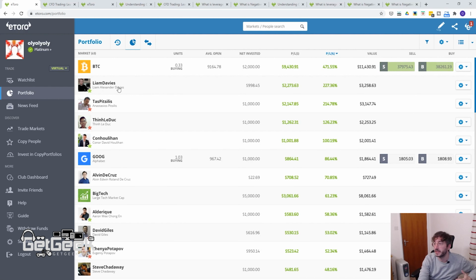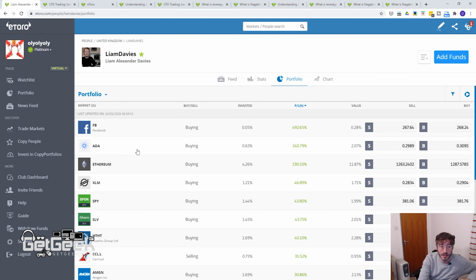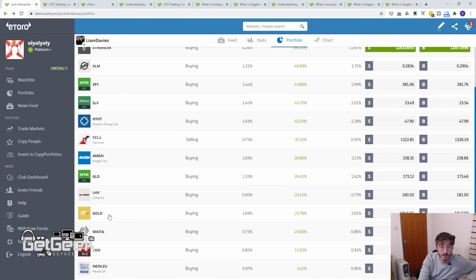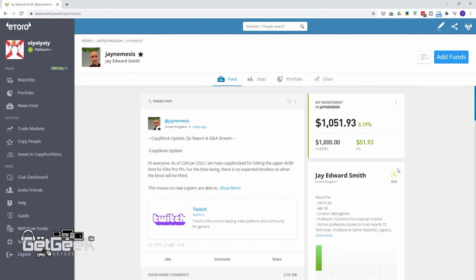For example, if you wanted to see if someone was using leverage before copying them, you could search for them. So if we just look at Liam Davies here, go to their portfolio here, and if you drill into any one of these, such as gold, you can see there he is actually using x2 leverage on it. So it's something to consider before copying someone. Also, luckily Etoro assigns a risk score to every user on the platform. So this should help you to judge whether someone is potentially a risky trader to be copying.